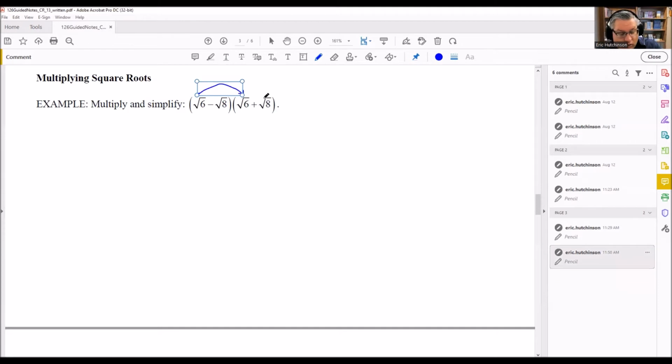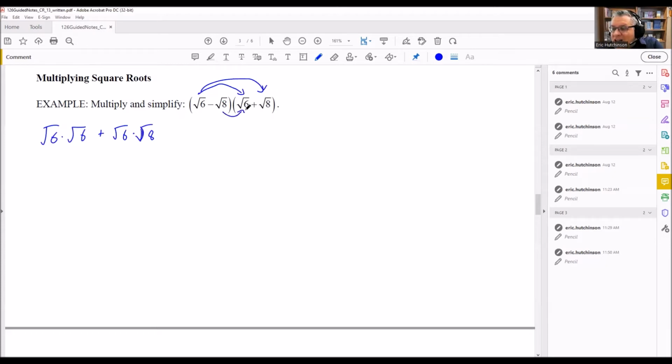So here's the first one. These would be considered the first terms. So we're going to do square root of 6 times square root of 6. I'll just write that out: square root of 6 times square root of 6. And then we have the first times the last right here. So this is the outer. When we're talking about FOIL, it's the outer terms. So we're going to do a plus square root of 6 times square root of 8, like that.